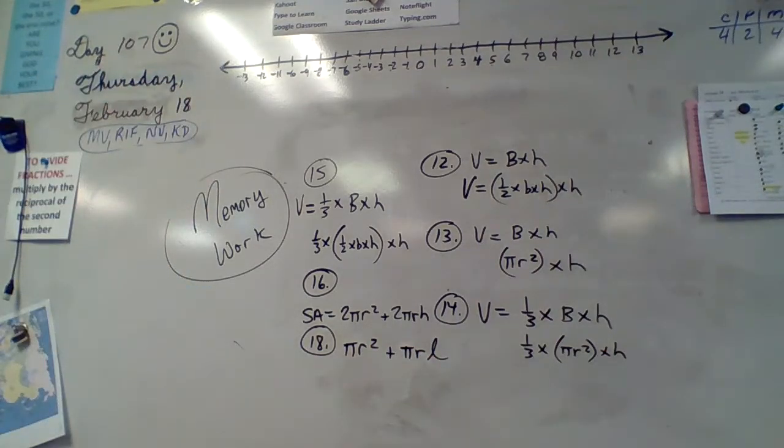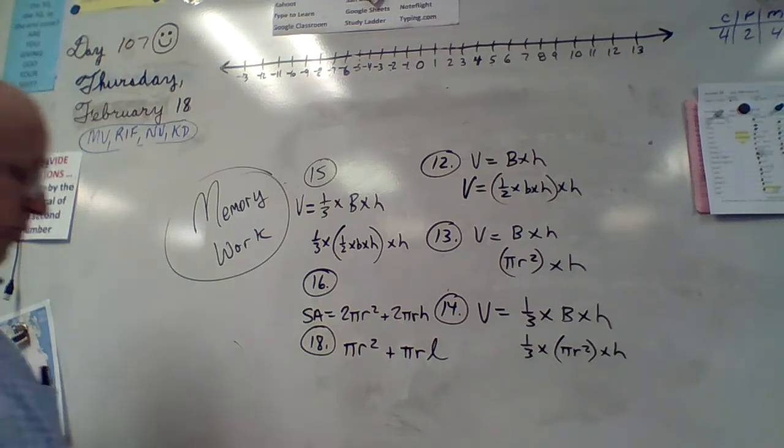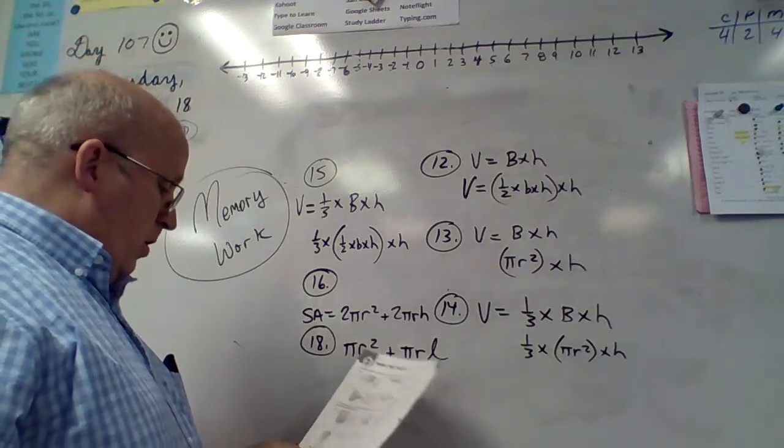This one I forget. One moment, please. My apologies. But we can look it up. Pi r squared, pi r l. Yep. Pi r squared plus pi r l, that's the surface area of a cone.